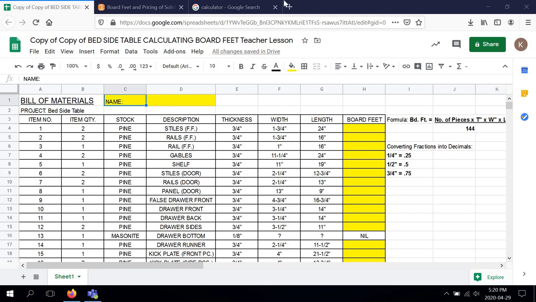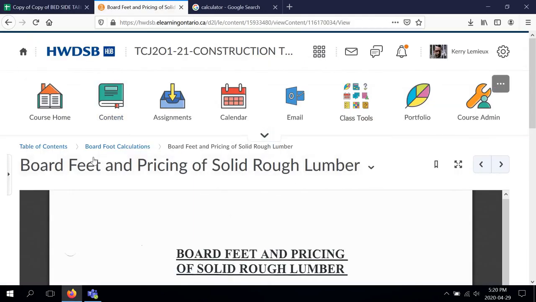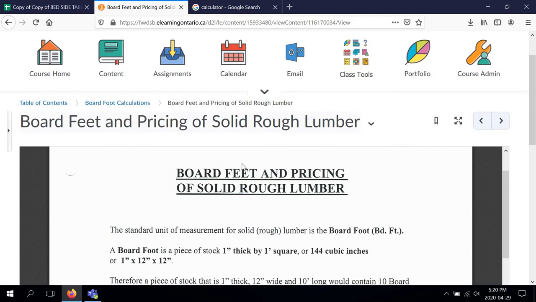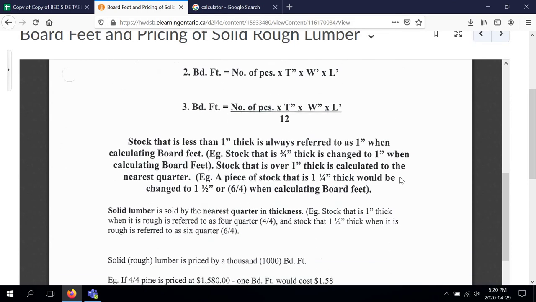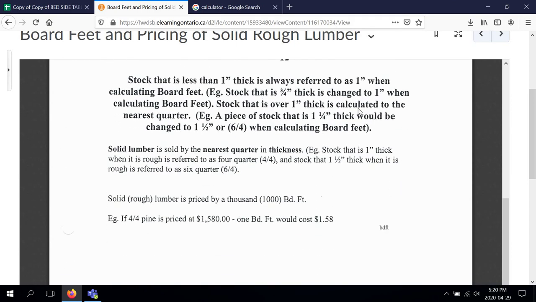Okay, so looking at board feet and pricing of solid rough lumber, this is in the hub in content. You'll find the board foot calculations module and click on this link. I want to take a look at this piece of text right here.